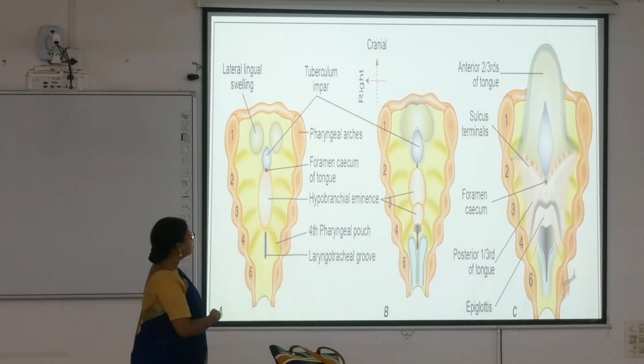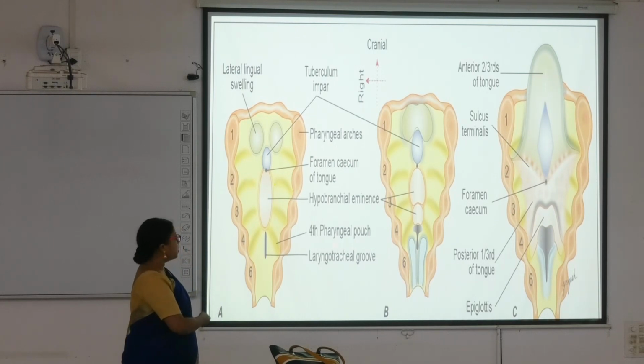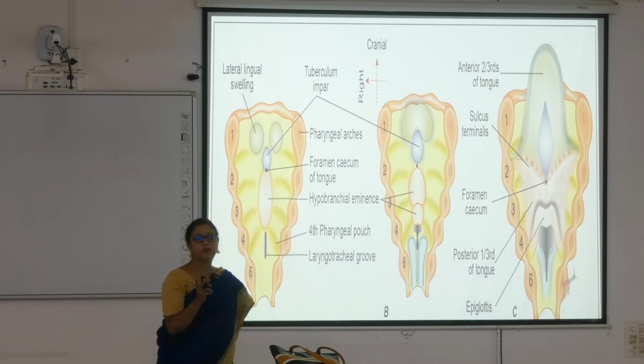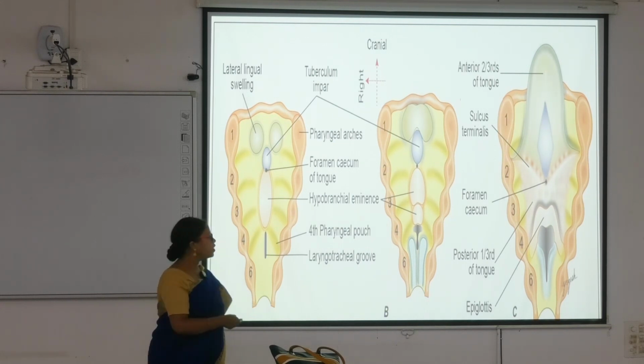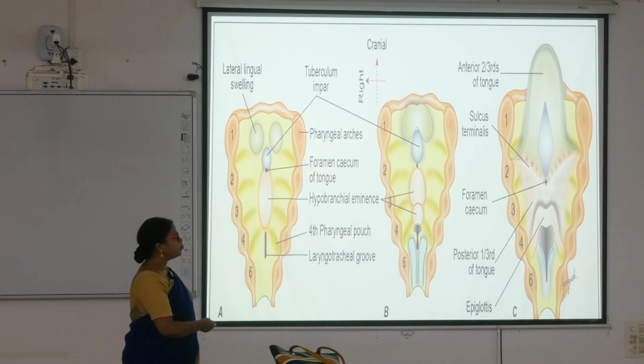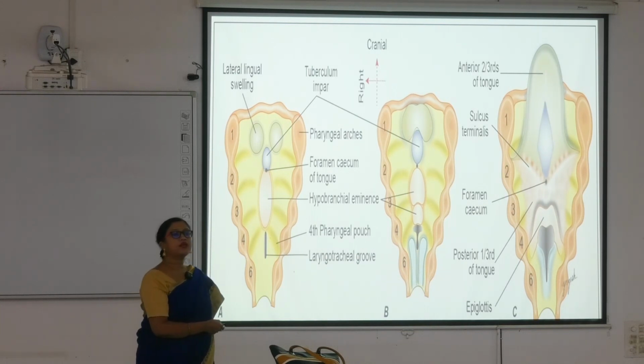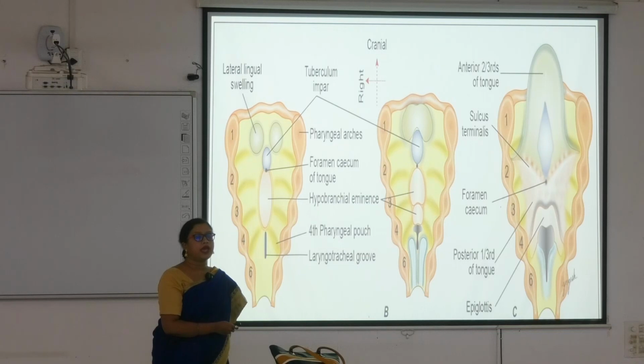Just behind that there is one point that is known as the foramen cecum, right? And just below that is this structure you are aware of. What is the name of the structure? Hypobranchial eminence, right? This hypobranchial eminence has got two parts: one is the cranial part, another is the caudal part. Which thing will give the cranial part? The cranial part forms the posterior 1/3 of the tongue, right?